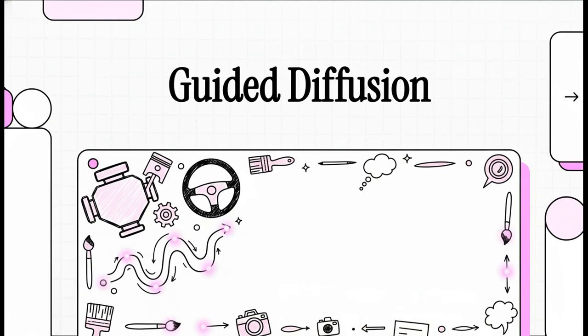Today, we're going to look under the hood of AI image generation. We're talking about a really critical concept, guided diffusion. Think of it as the steering wheel that lets us actually control these incredibly powerful creative engines.